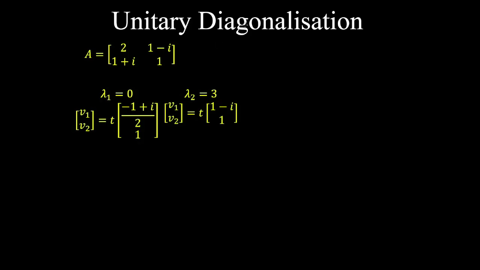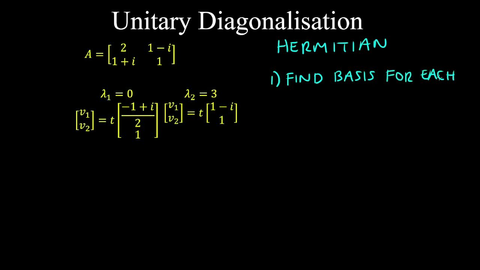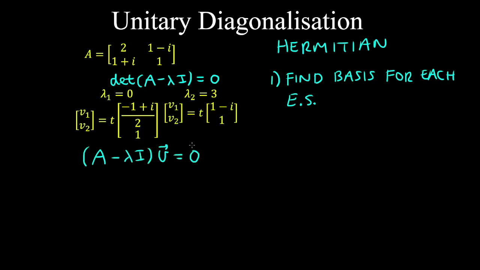To unitarily diagonalize a Hermitian matrix, we follow the following steps. So first we find a basis for each eigenspace of the given Hermitian matrix. To do that, we solve the characteristic equation to find the eigenvalues, and then for each separate eigenvalue, we solve the following equation to find the eigenvectors.